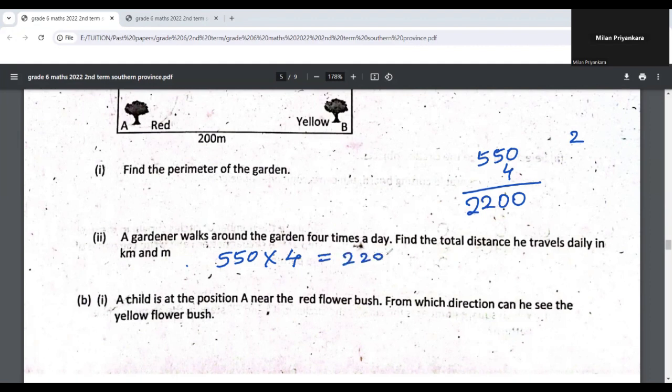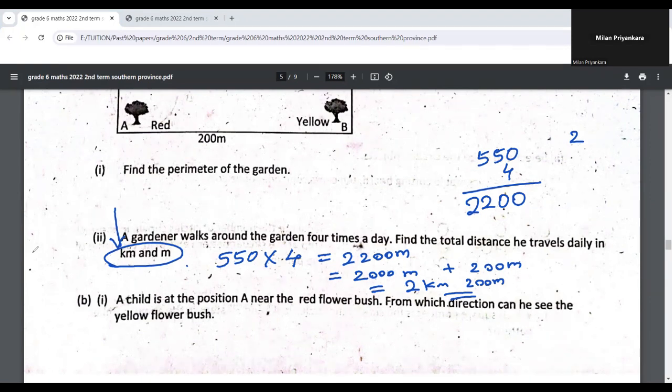2,200 meters. And you need to keep this in meters and kilometers. You know that this is equal to 2,000 meters plus 200 meters, and 2,000 meters means 2 kilometers, so 2,200 meters is equal to 2 kilometers and 200 meters. You have to keep the answer like this because you have been asked to give the answer in kilometers and meters, right?